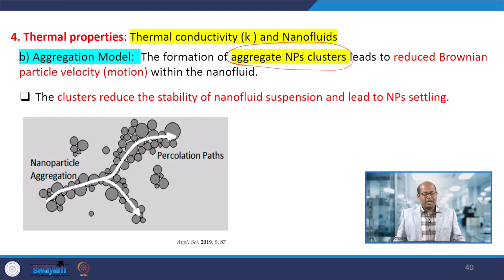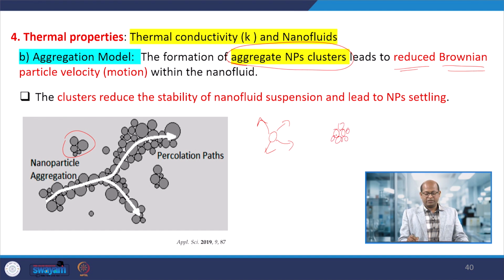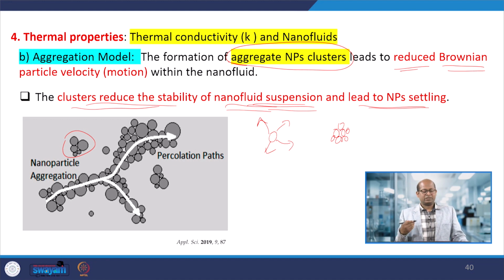Okay. Next is the aggregation model. As I said, when nanoparticles are present in a particular fluid, they move randomly, which is called Brownian motion. When nanoparticles aggregate, the Brownian motion in that fluid is reduced. When a single nanoparticle is there, it moves very freely here and there, but when two or three nanoparticles agglomerate, the Brownian movement is reduced. Cluster formation in the nanofluid where the nanoparticles are suspended also affects stability, since when individual nanoparticles are present, the likelihood of settling or deposition is there, and then the fluid property will change, which we will discuss later also.